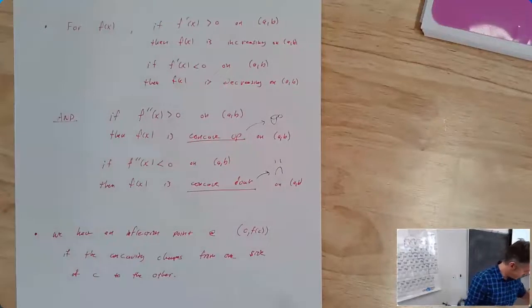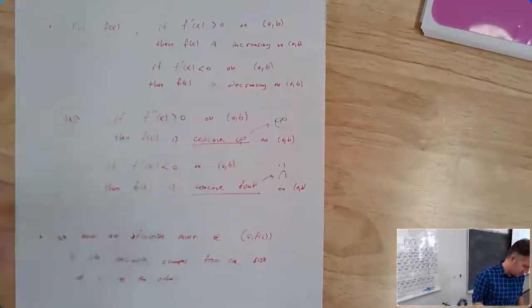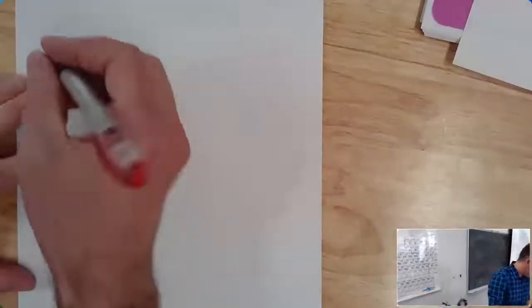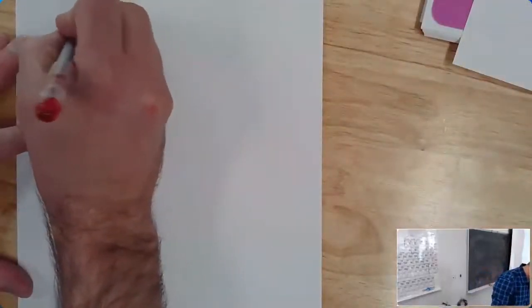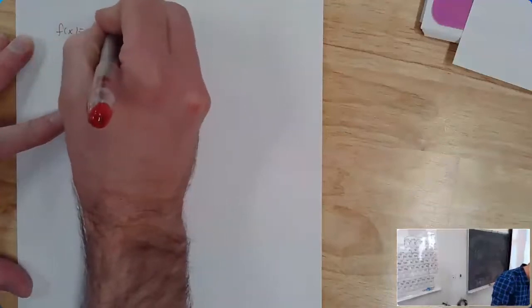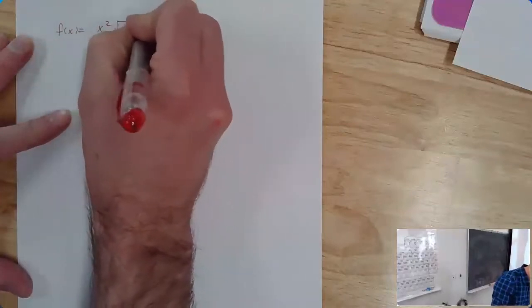So let's look at something like this one. Let's look at f of x equal to x squared times the square root of 12 minus 2x squared.